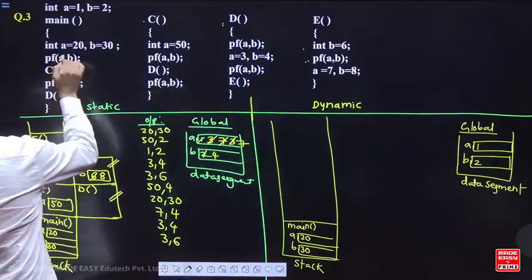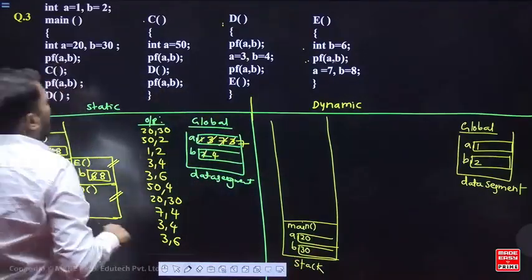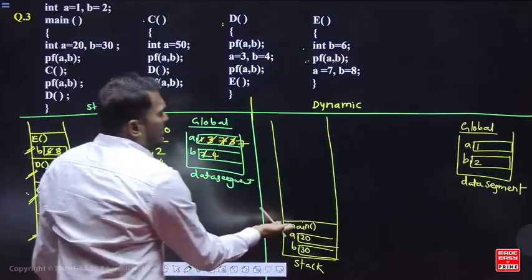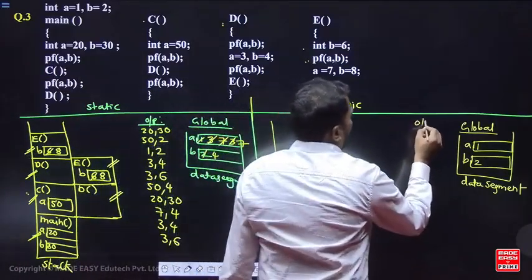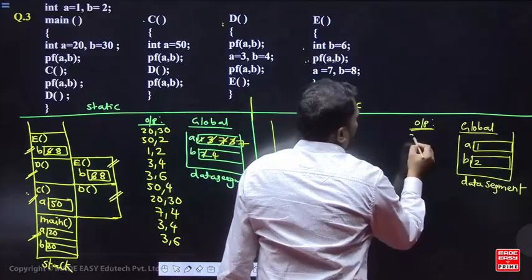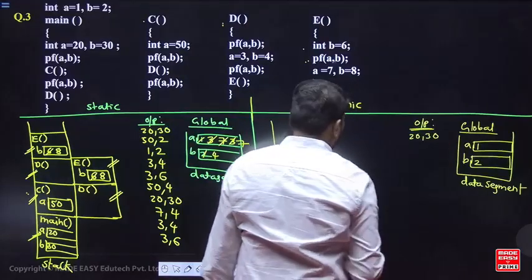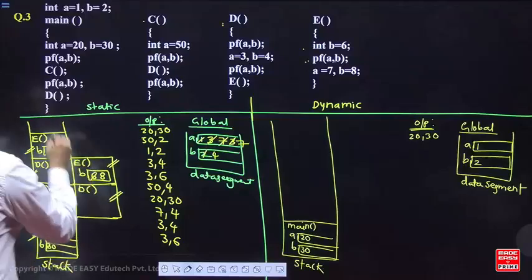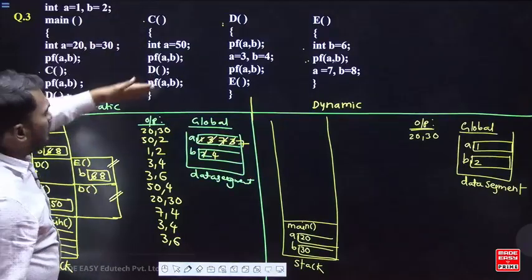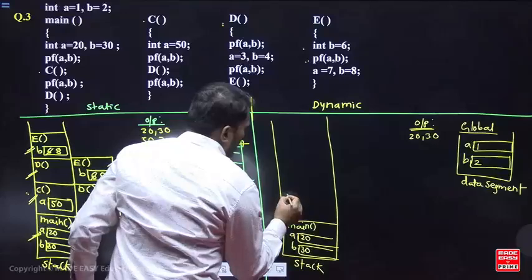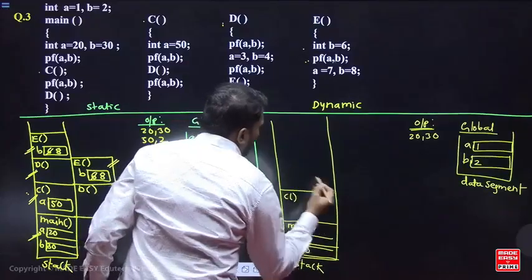Next, printf A comma B. A and B are local variables in the main function, so look here, I am writing the output: local. That is the 20, 30 printed from here. Next you call function C. When you call function C, C will be pushed into the stack.